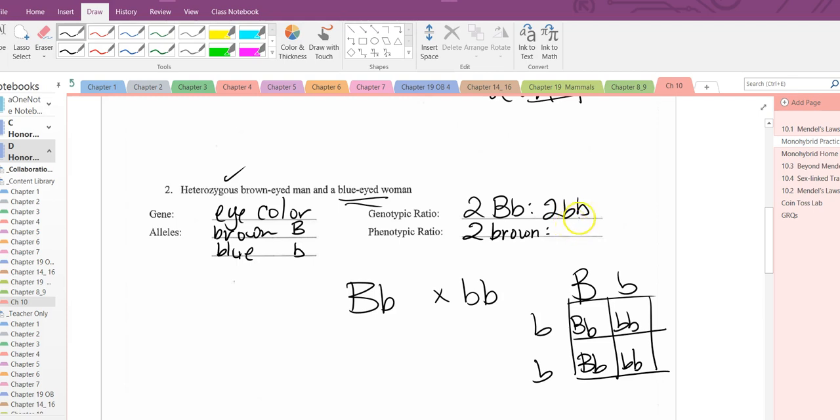Could they have all brown-eyed babies? Yes, because every pregnancy goes back to this punnet. It's still 50-50 for every pregnancy. So even though they have a 2-to-2, 1-to-1, or 50-50 shot at brown and blue eyes, they could have all children with blue eyes. But every single pregnancy goes back to this punnet and is 50-50.